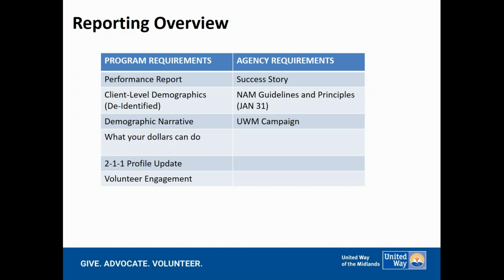For those returning, I'll point out a couple of new items that we have added this year, both at the agency and program level. What you're looking at currently is the program requirements. Everyone that has been previously funded remembers the performance report. That's at mid-year and then year-end. Client level demographics are de-identified, and there's a template located in e-CImpact in the Resource Center for your guidance. The demographic narrative outlines in a Word format what is located within the spreadsheet. What your dollars can do is an item that you would fill out for each program, dollar-wise.